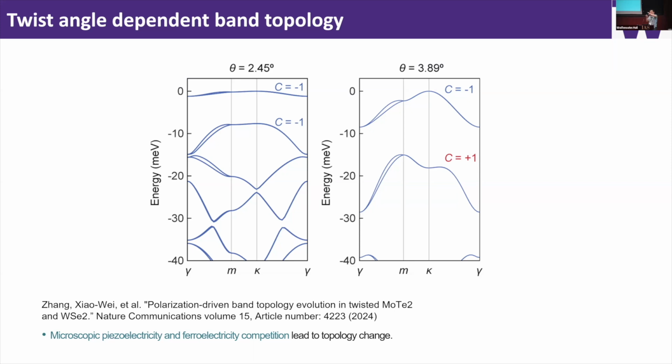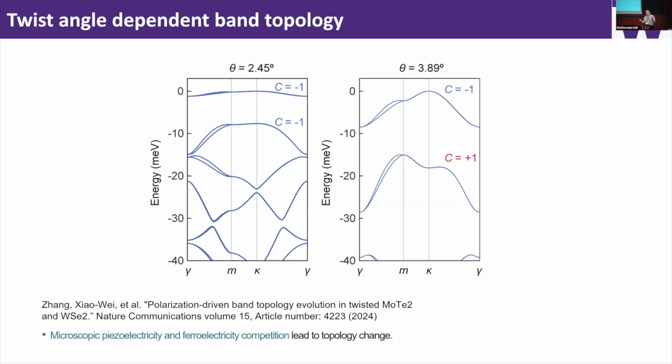But in a nutshell, from the experimental point of view, in these twisted TMD systems there are two polarizations coming into play. The first one is a charge transfer from one layer to the other layer. This gives you a dipole in the vertical direction, which contributes to the moiré potentials. At the same time, in the system there's strong lattice relaxation. This lattice relaxation gives you an in-plane strain gradient, which gives you piezoelectric polarizations. That also contributes to the moiré potentials.